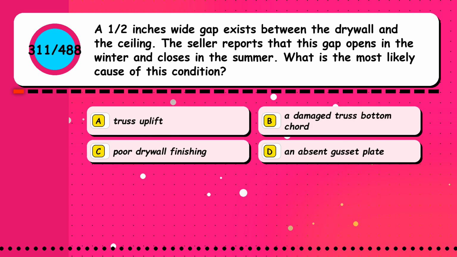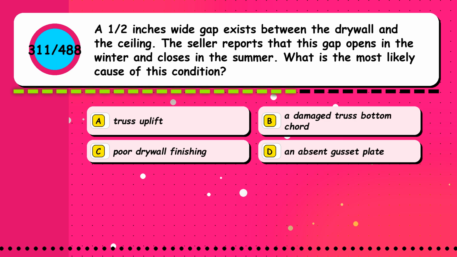Question 311. A 1/2 inches wide gap exists between the drywall and the ceiling. The seller reports that this gap opens in the winter and closes in the summer. What is the most likely cause of this condition? Option A, truss uplift. Option B, a damaged truss bottom cord. Option C, poor drywall finishing. Option D, an absent gusset plate.